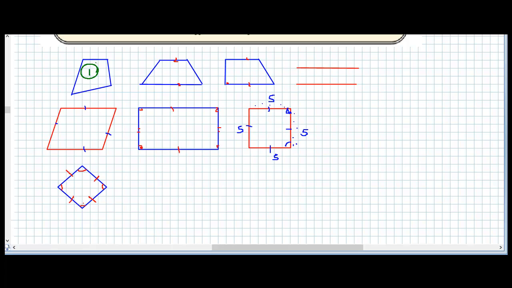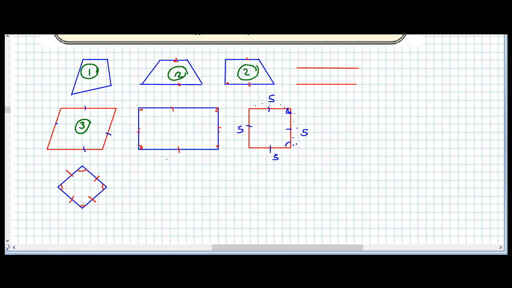Second one, it's a trapezoid. A trapezoid can be in this shape or this shape. A trapezoid has one pair of sides parallel, but we don't have equal angles. Third shape here, we have a parallelogram. Opposite sides are parallel and equal, but we don't have equal angles.